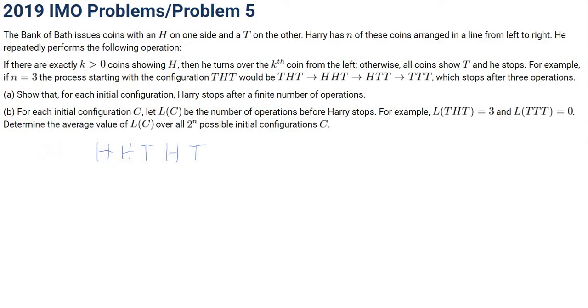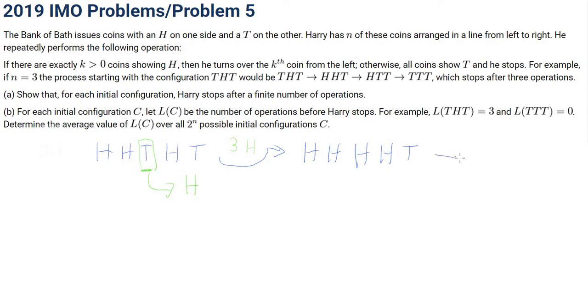we have a certain number of heads. So here we have 3 heads. And then we go to the 3rd position because we have 3 heads, and we flip this guy. So this becomes head. And then now we go back, and this becomes H, T.